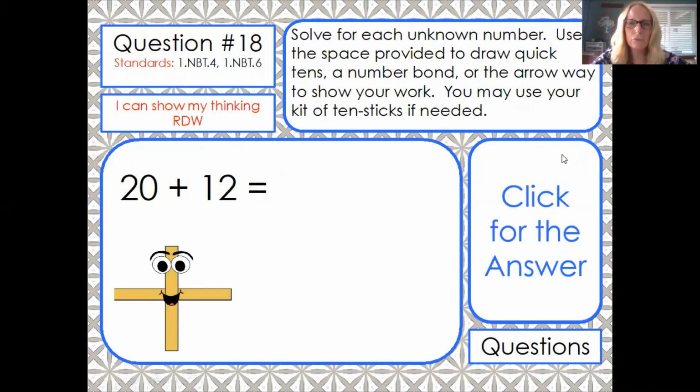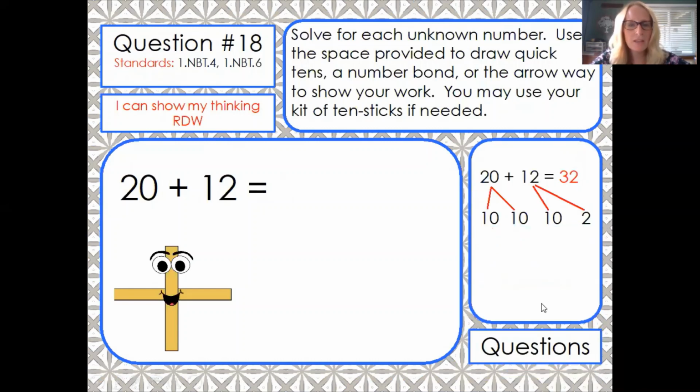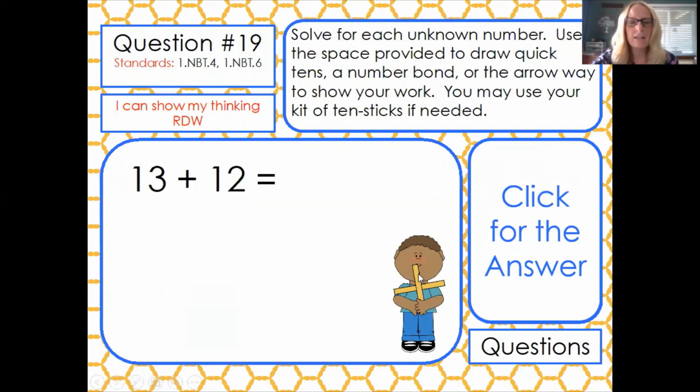Okay, let's check to see if you were right. Did you get 32? Now look at the unique way that they did this. This is called splitting tens. I have decomposed the 20 into 10 and 10, decomposed 12 into 10 and 2, and look at that, it gives us 10, 20, 30, 32. That's a cool way to do it. All right, 13 plus 12. Go ahead and solve.